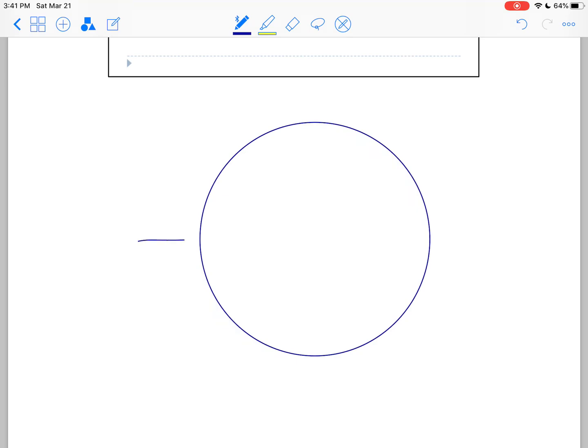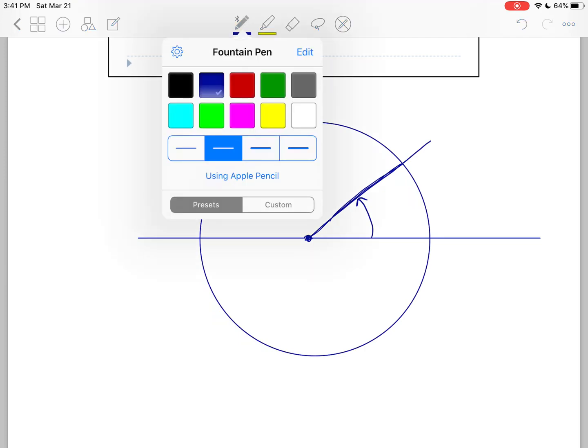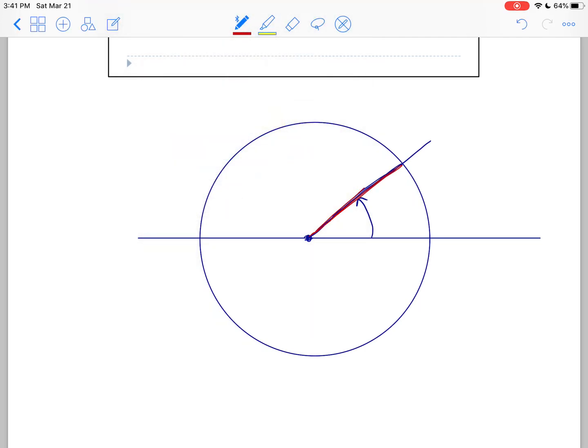So if we have a circle and we have a line going through the middle of that circle, if this is the center of the circle here, we can have an angle, and this is called a central angle because it goes through the center of the circle. And this is the angle measure. Now, this is a radius right here. This part right here is the radius of the circle. Okay, and that will be the same no matter where this angle had been drawn.